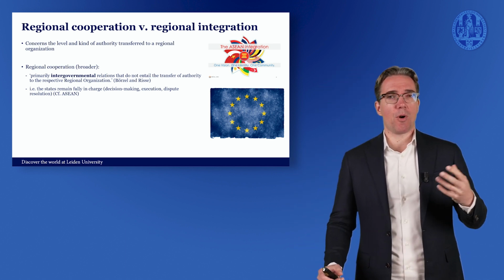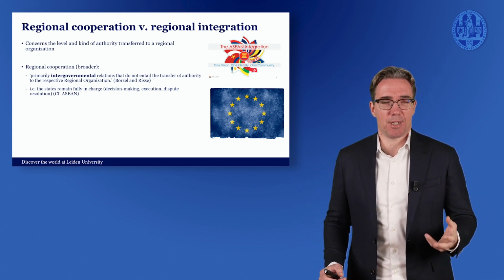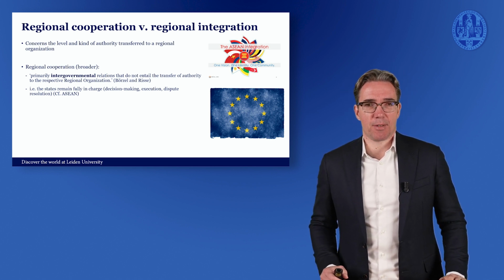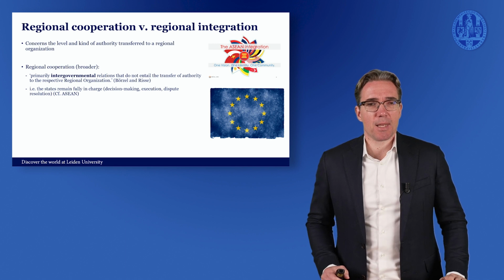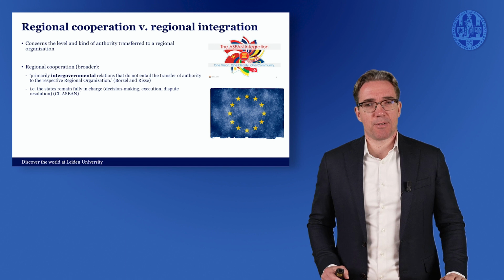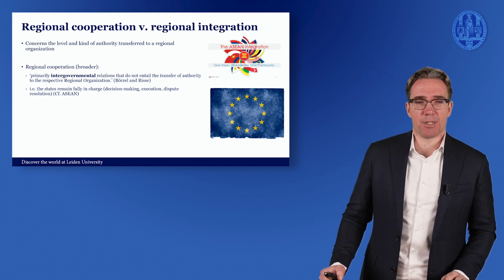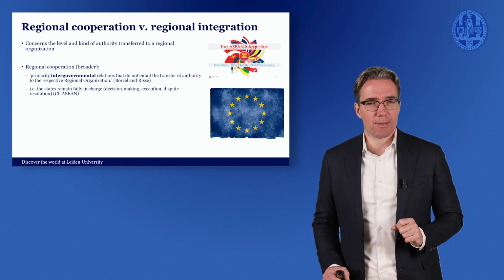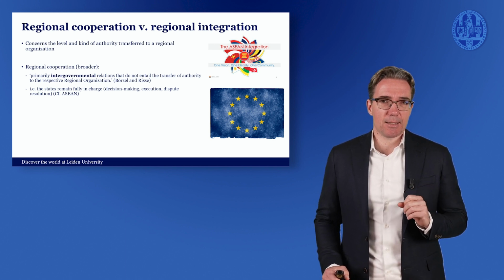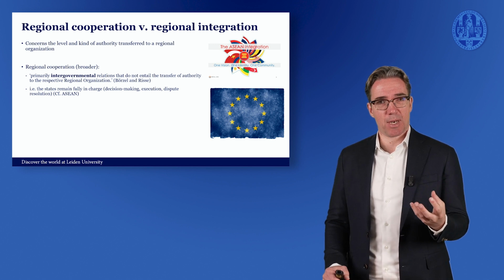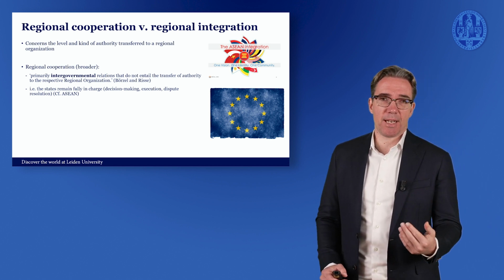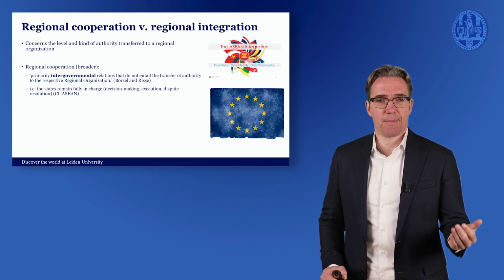Now, regional cooperation, as the name suggests, is the broader term. It covers, again, if we follow the definition by Bersel and Risse, primarily intergovernmental relations that do not entail the transfer of authority to the respective regional organization. We'll have a closer look at the concept of intergovernmental in a moment, but in essence this means that the states remain the primary sovereign actors, they retain final control, but they collaborate and they can make agreements, right?